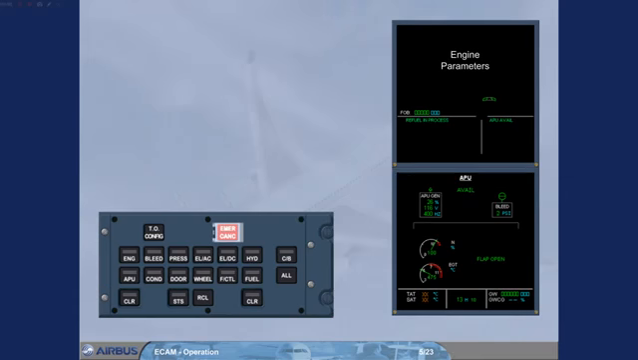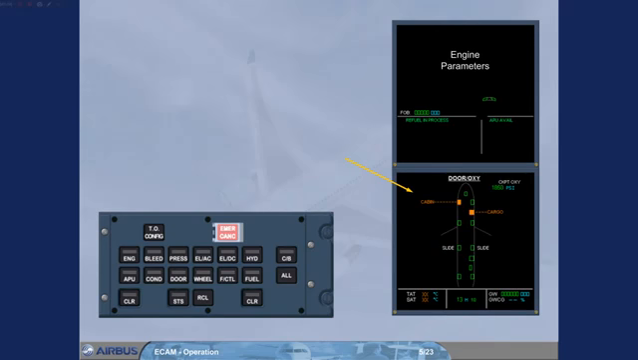Once the APU has been started, the Ecam door oxy page is automatically displayed. As the external power is no longer needed, we have disconnected it for you.